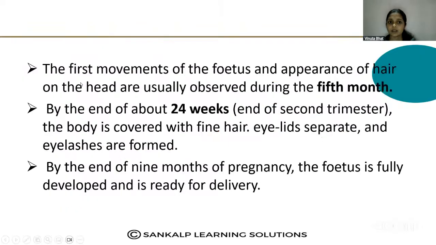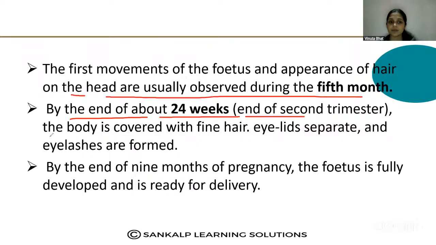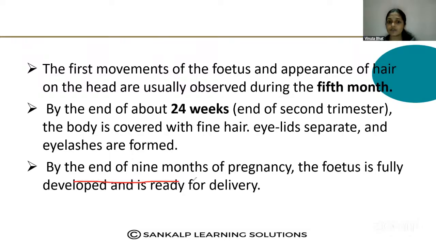Then the first movement of the fetus and appearance of hair on the head are usually observed during the fifth month. By the end of 24 weeks, that is the end of the second trimester, the body is covered by fine hair, eyelids separate, and eyelashes are formed. So this is also very important: in which month which organs are developed. By the end of 9 months of pregnancy, the fetus is fully developed and ready for delivery.